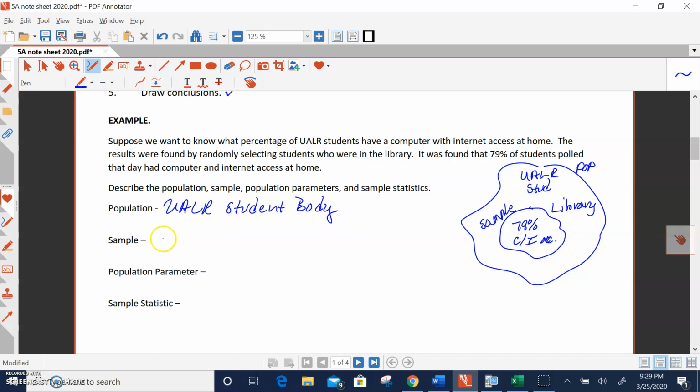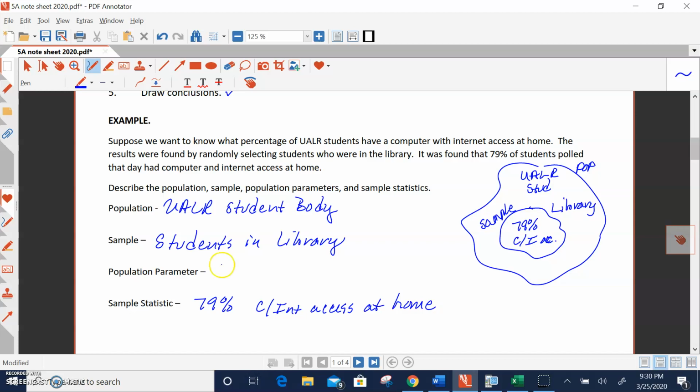What is the sample? The students in the library. What is the population parameter? Well, let's first go to the sample statistic. The sample statistic is that 79% have computer and internet access at home. That's the sample statistic.